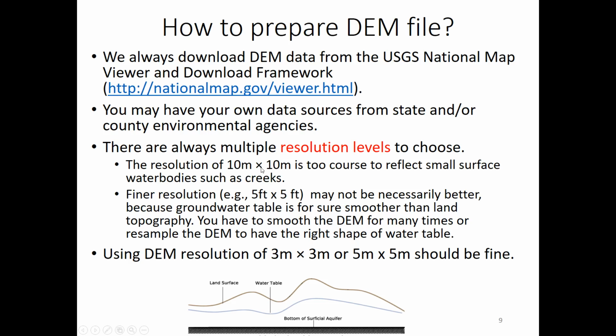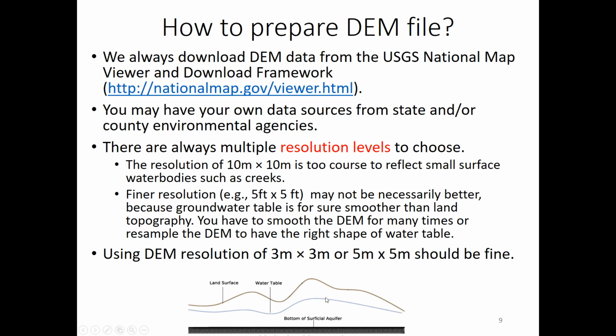The 10 meter by 10 meter is a little bit too coarse to flag small surface water bodies like creeks. But having a finer resolution like 5 feet by 5 feet may not necessarily be better, because the groundwater table is for sure smoother than land topography. This is the figure you saw before. We have a land surface that has spatial variability, but your groundwater level is smoother, right?